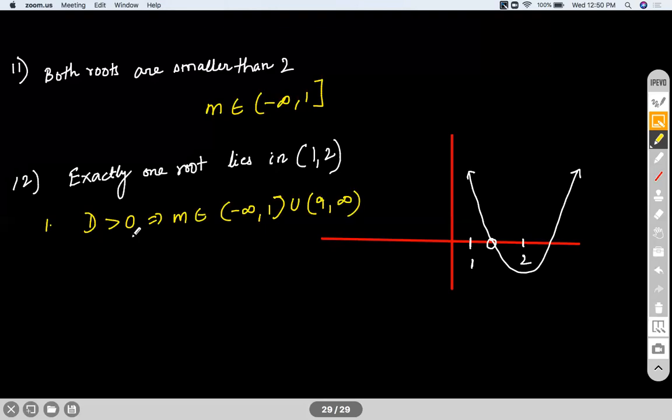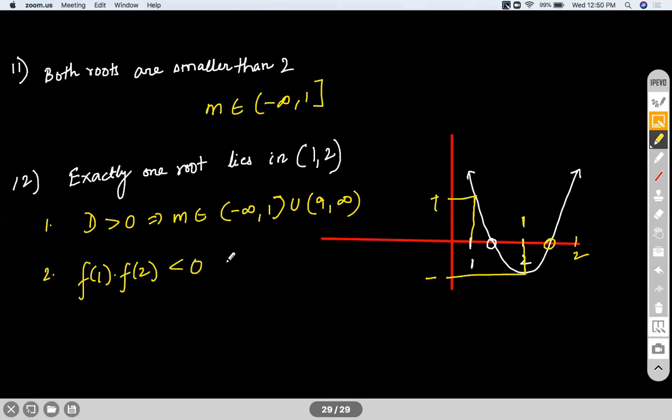Can I say that f1 will be positive, but f2 would be negative? So I can say f of 1 into f of 2 would be negative. Now, this condition is helpful in both the cases. Even if, let's say, 1 was here and 2 was here, and we are targeting this root, f1 would be negative, f2 would be positive. So this condition is all encompassing. It takes care of the fact that you were saying, do we have to make cases? This helps us to avoid making those cases.